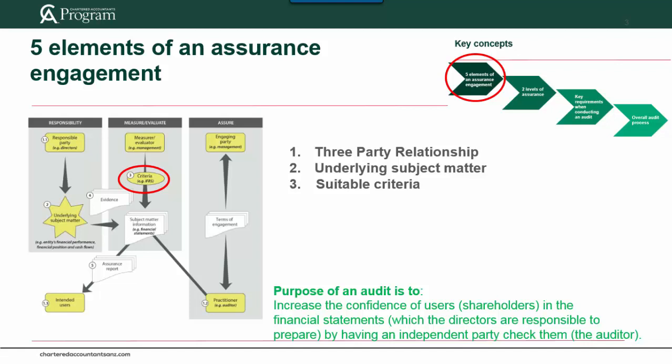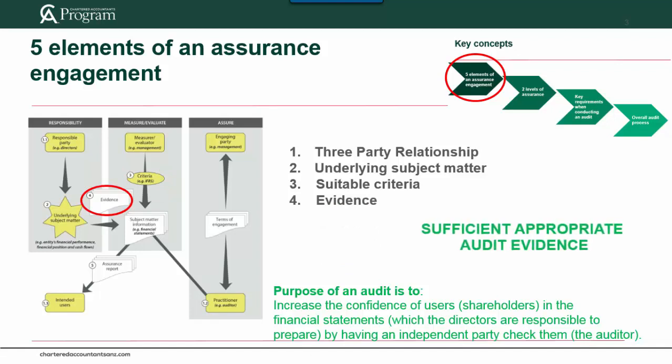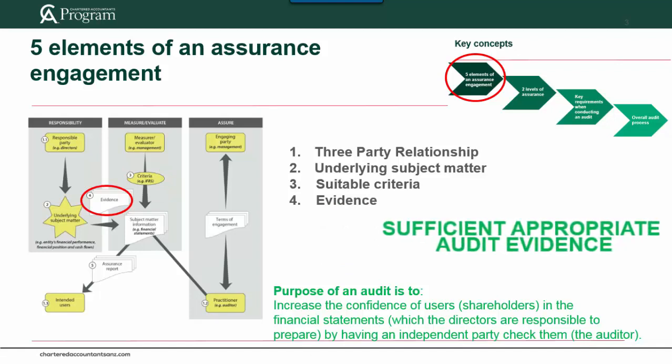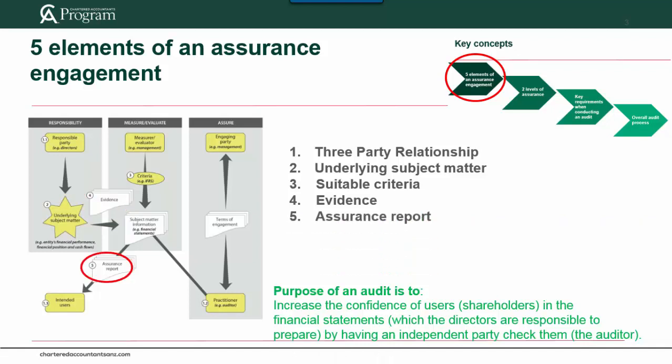The fourth element is evidence. The auditor needs to obtain sufficient appropriate audit evidence. This evidence is necessary to enable the auditor to form an opinion over the financial statements. The fifth and final element of an assurance engagement is the assurance report. So after all the audit work is done and sufficient appropriate audit evidence is obtained, the auditor will issue the independent auditor's report on the financial statements.